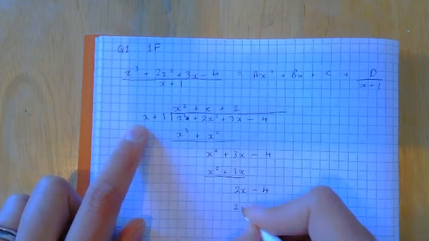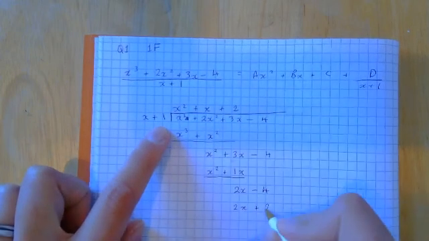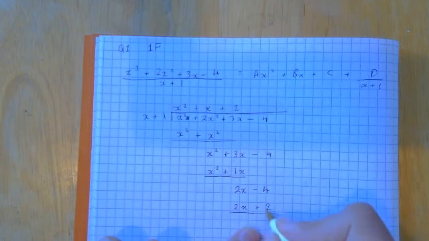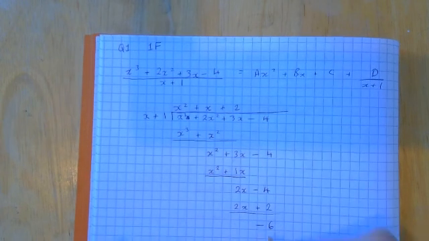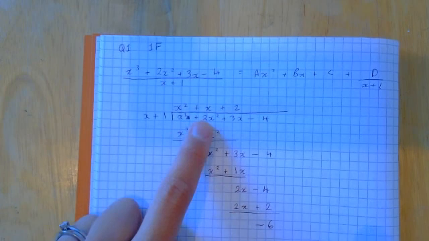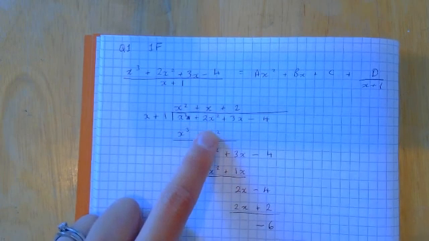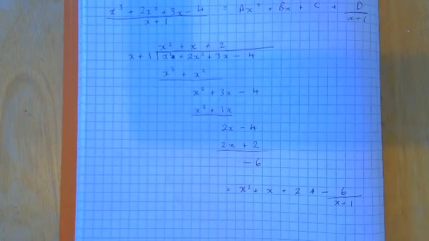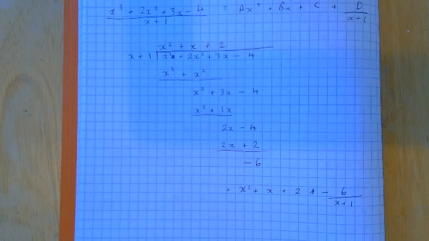And then for this last bit, I say how many x's are in 2x. So I've got x times 2 and 1 times 2. And then I've got 2x take away 2x, which goes. Minus 4 minus 2, which is minus 6. So my answer then will be x squared plus x plus 2 minus 6 over x plus 1.